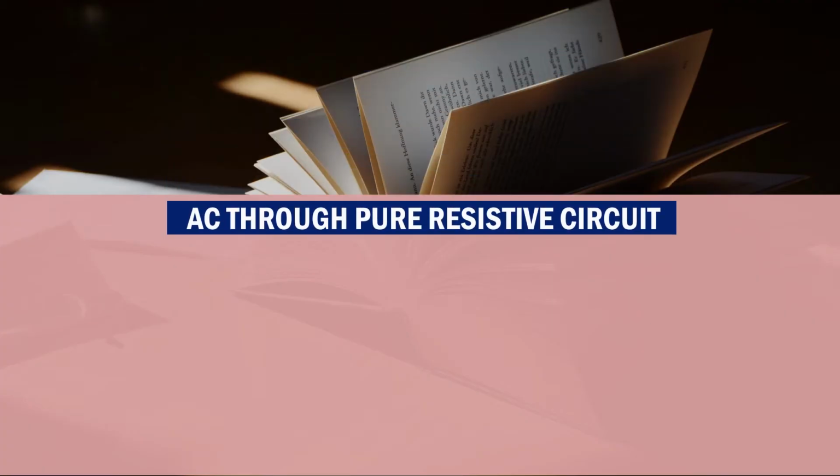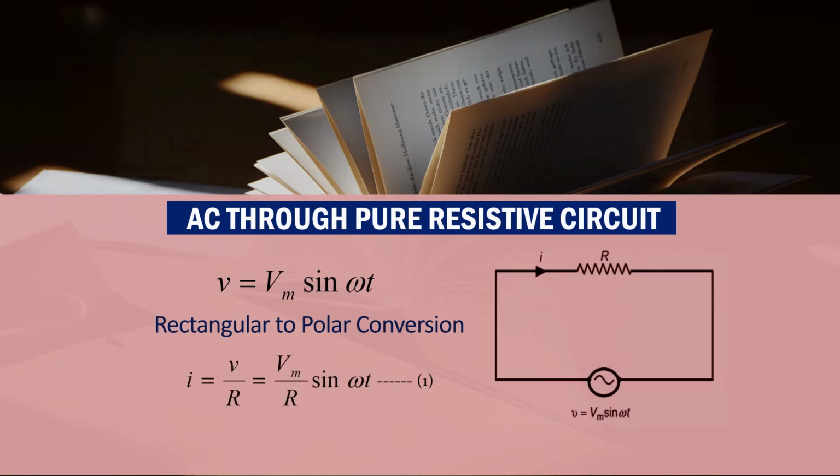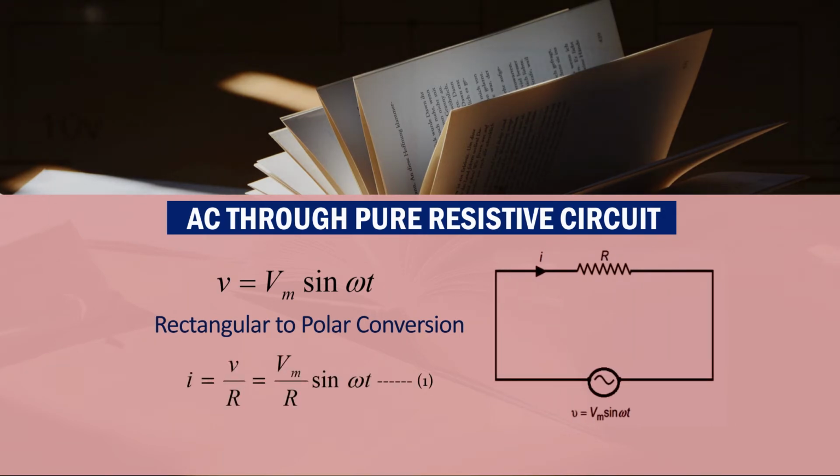Now we have to understand the AC through a pure resistive circuit. Here you can see in the figure that one resistance is connected across the sinusoidal voltage, that is V = Vm sin ωt, and current I is flowing through this resistance. Let the alternating voltage applied across the circuit be given by the equation V = Vm sin ωt.